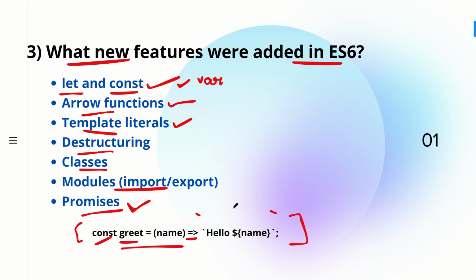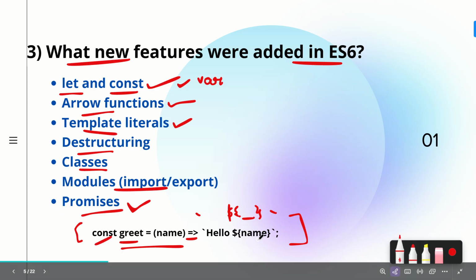So you can write your string, and whenever you want to insert any variable, you have to make use of the dollar symbol and then curly braces. Inside this you can write your variable, and this variable will get replaced afterwards. So you will have an entire string, hello, and then the name, whatever you're passing, Shruti or anything. So this is our template literal.